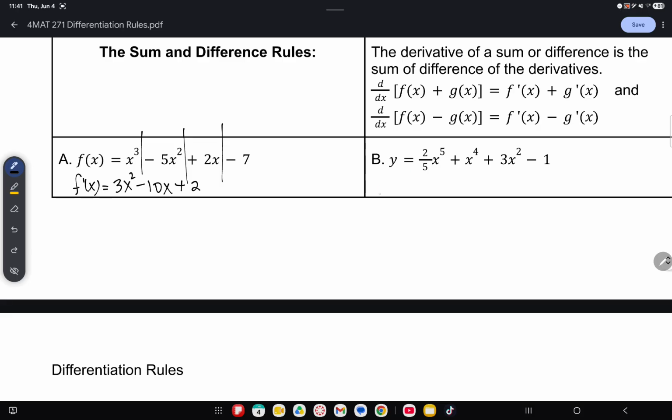Let's try another one. I said I was going to go below the box, and then I didn't end up doing that. So I've got 2/5 times 5x to the 4th plus 4x cubed plus 6x, and then plus 0. I'll clean this first term up. Those 5's will reduce down to 1, so really I'm left with 2x to the 4th plus 4x to the 3rd plus 6x.